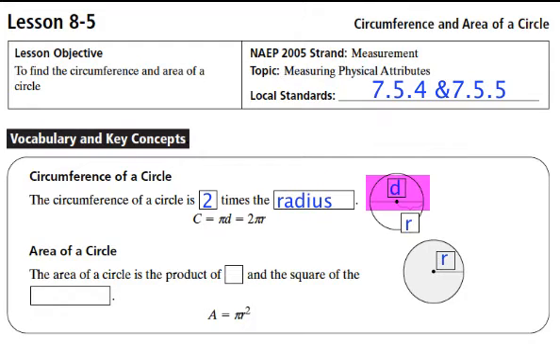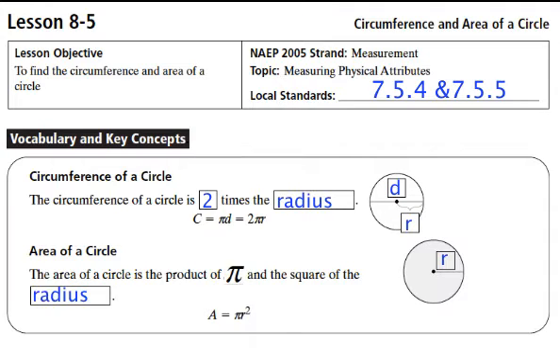The diameter is the distance across a circle going directly through the center point. The radius is from the center point to the edge of the circle. So the radius is half of the diameter, or 2 radii make up the diameter.